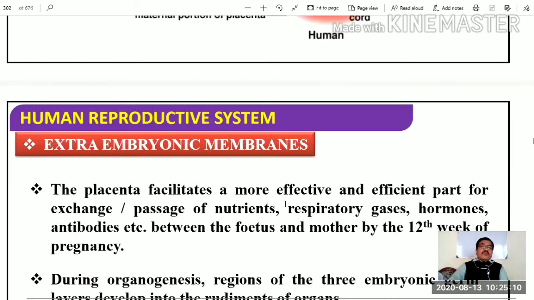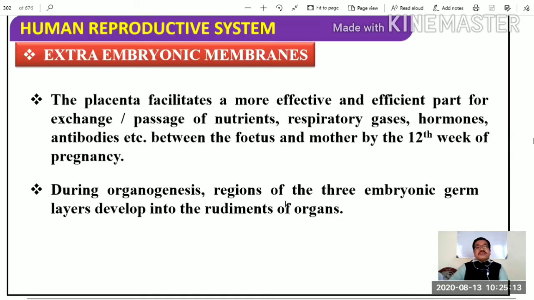The extraembryonic membranes also facilitate a more effective and efficient exchange and passage of nutrients and respiratory gases. Hormones and antibodies are also exchanged between the fetus and the mother by the 12th week of pregnancy. So all the nutrients, respiratory gases, hormones and antibodies developed in the fetus are required near about the 12th week of pregnancy.